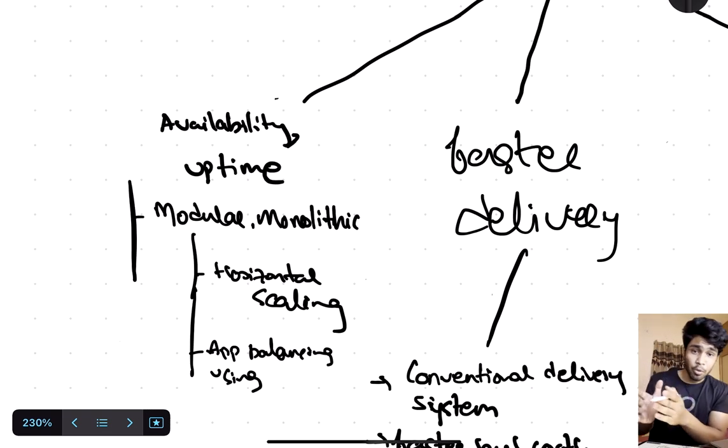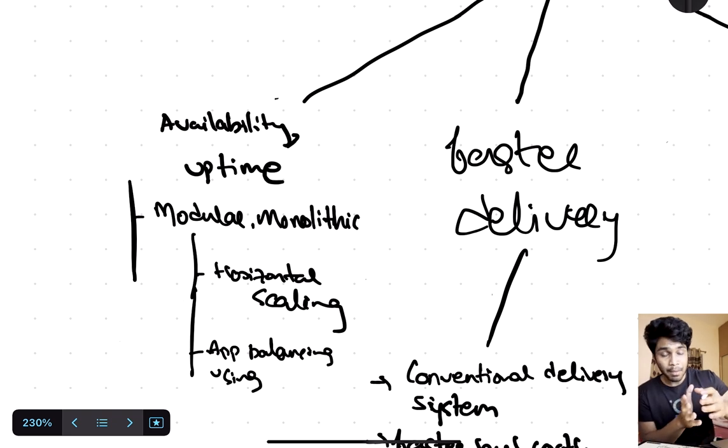So Zomato is a standalone application, so its architecture is modular and monolithic. That means there are multiple different things, and they're all modular, and monolithic is like a single architecture. They don't use many microservices, so individual service scalability is less.